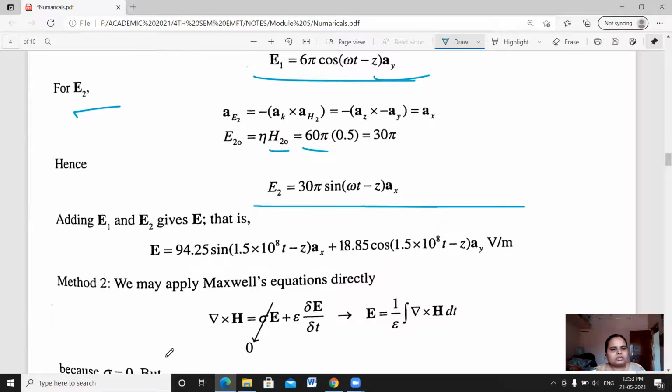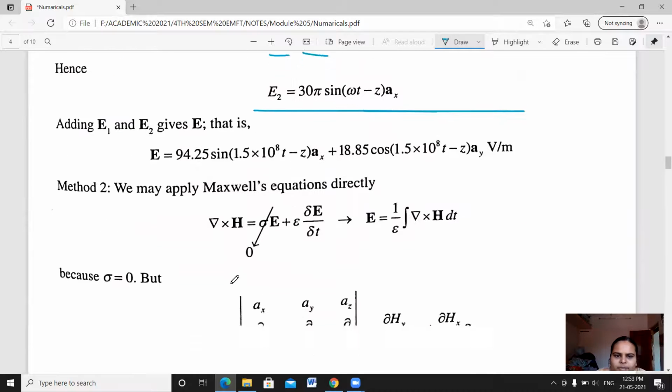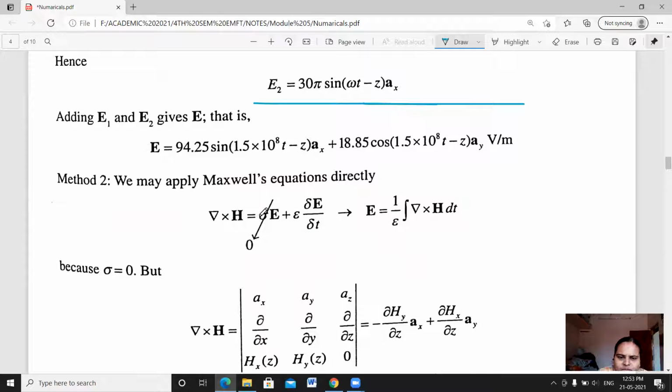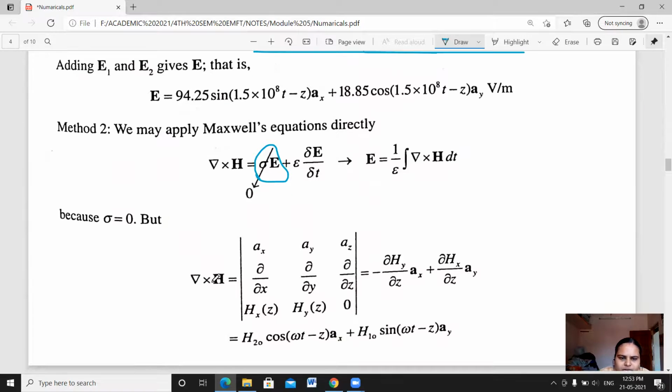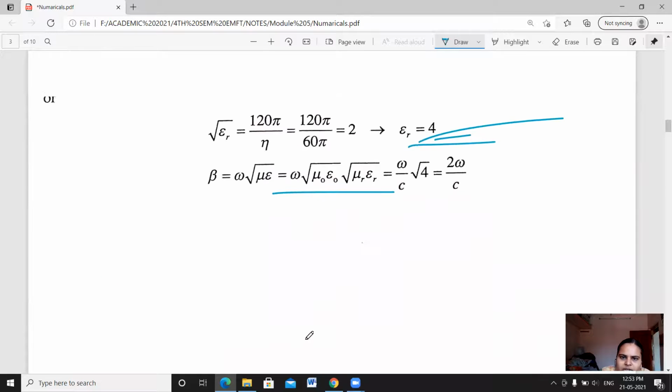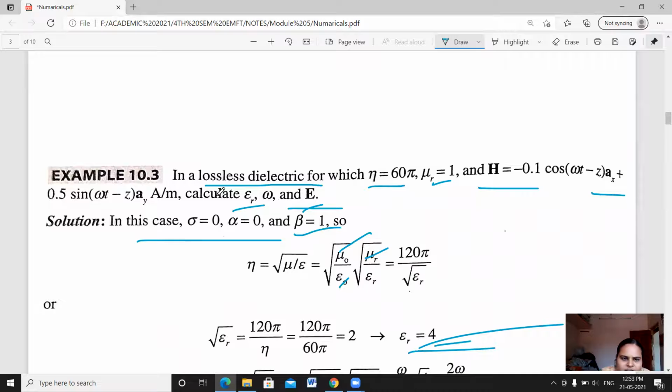This is one method. The other method is Maxwell's equation. You see here, del cross H is going to be equal to σE plus ε ∂E/∂t. But because of the lossless medium, conductivity will be 0. For that reason, E is going to be equal to 1/ε integration of del cross H dt. Therefore, del cross H is the determinant of aX, aY, aZ, ∂/∂x, ∂/∂y, ∂/∂z, Hx, Hy, because in the given equation it is varying across z only.